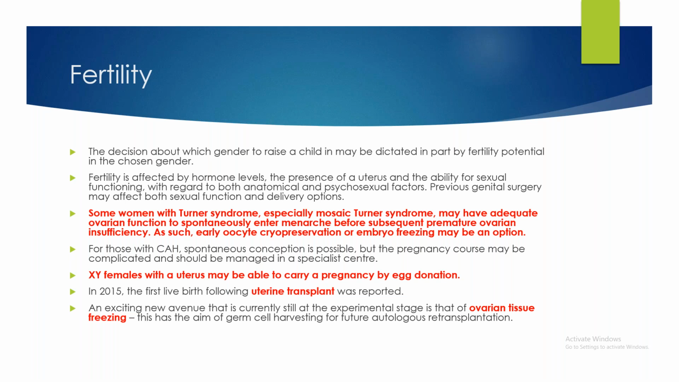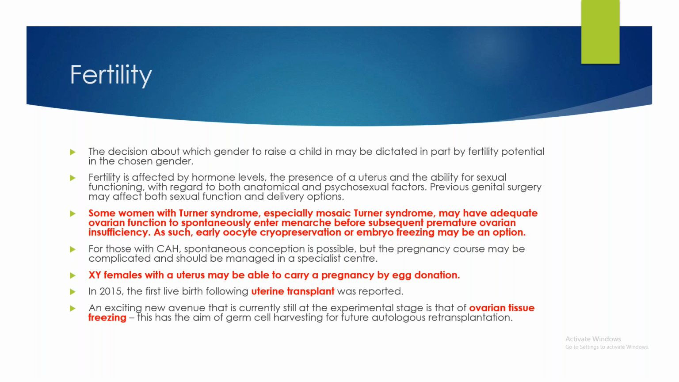Basically for Turner syndrome, there will be adequate ovarian function initially, so they will attain menarche, but then they will go into premature ovarian failure (POF). In that case, early oocyte cryopreservation or embryo freezing can be done. If they have menses and ovarian tissue is there, then you can do ovarian cryopreservation or embryo freezing. For congenital adrenal hyperplasia, spontaneous conception is possible, but the pregnancy course is complicated because of salt wasting. They require replacements, and it should be managed in a specialist center.